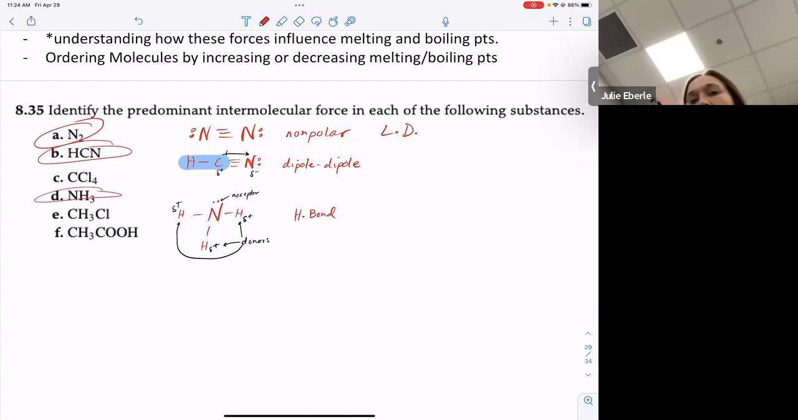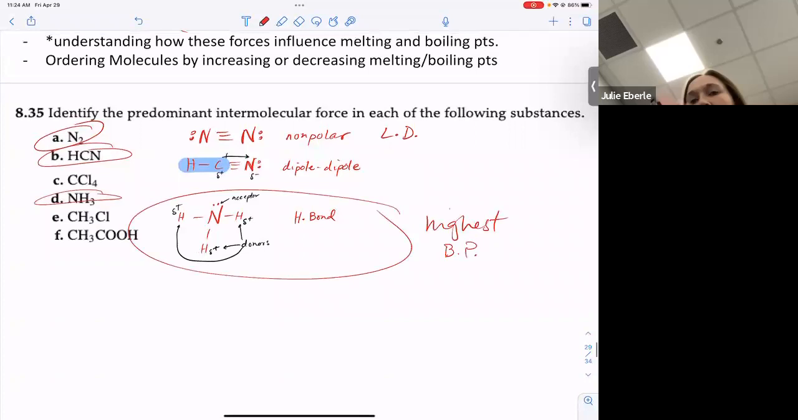So if I ask you which one of these, A, B, or D, had the highest boiling point, you'd say ammonia has the highest melting or boiling point. And which one would have the lowest? Nitrogen would have the lowest boiling point.